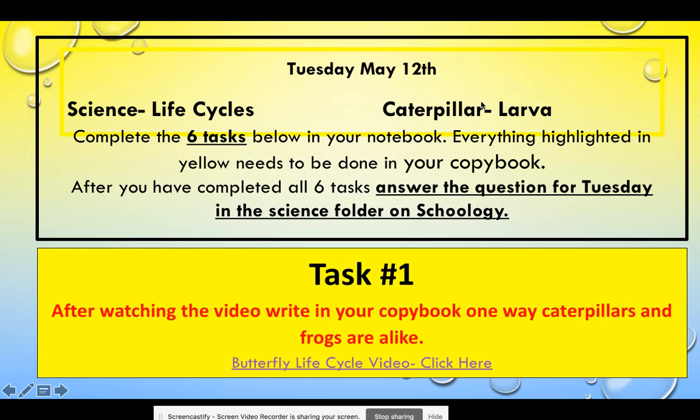Complete the 6 tasks in your notebook. Everything highlighted needs to be done in your copybook. Go back to the science folder when you're done. After watching the video, write in your copybook one way caterpillars and frogs are alike.